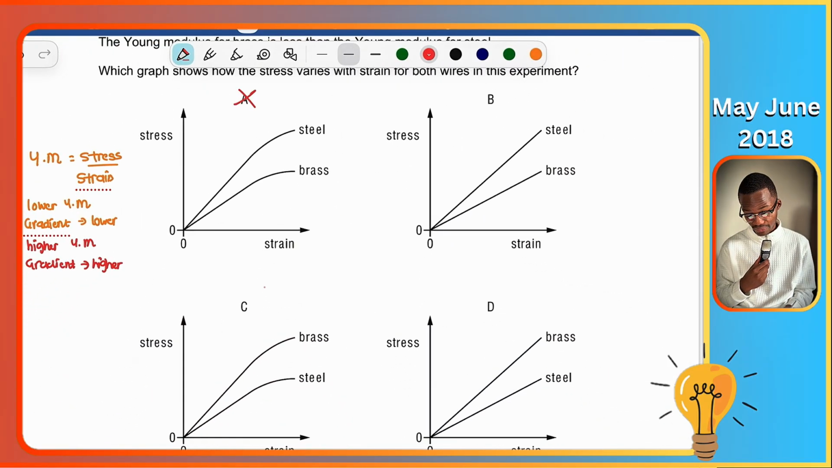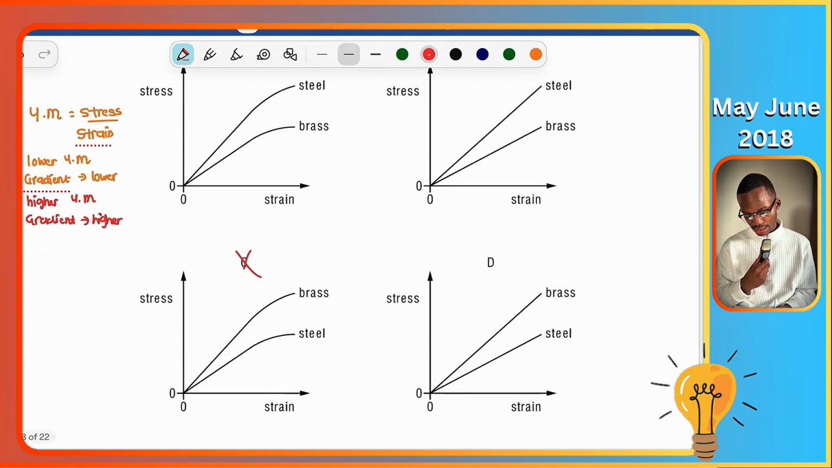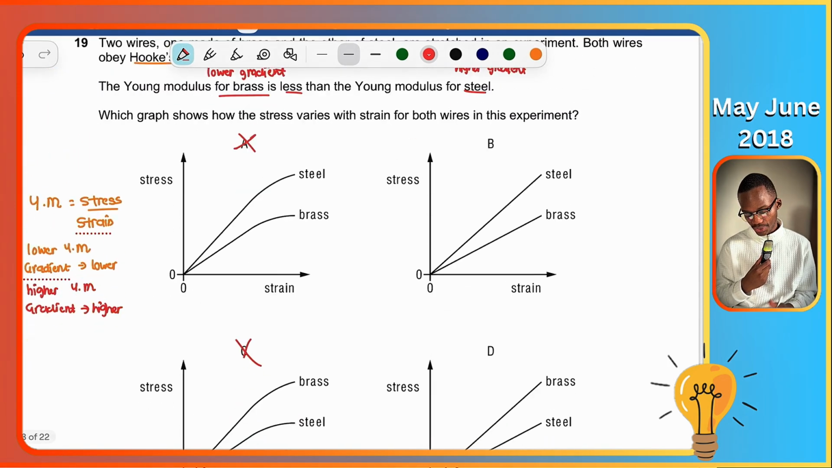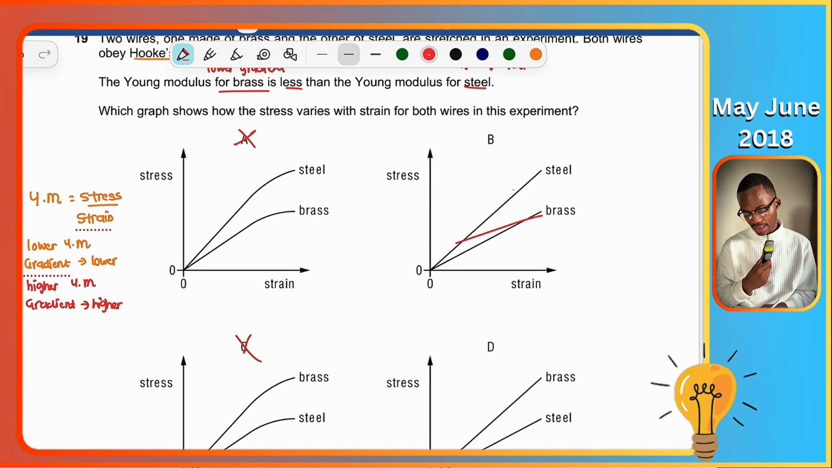So by just observing, A and C are out. And if you're left with B and D, like I said, brass has a lower gradient, so it's going to be lower. This is less steep than that. So the correct answer is going to be B.